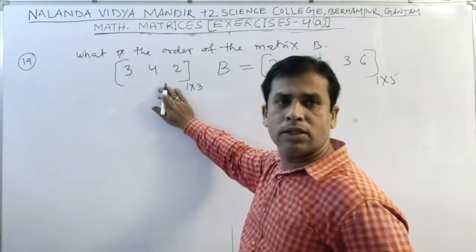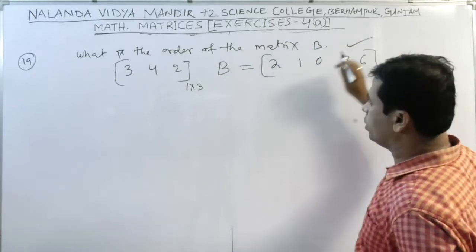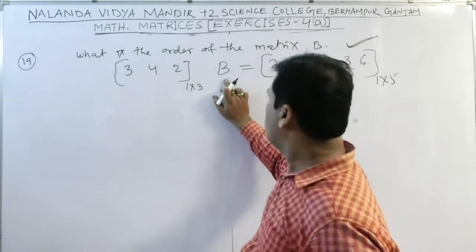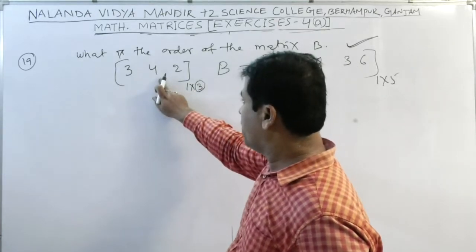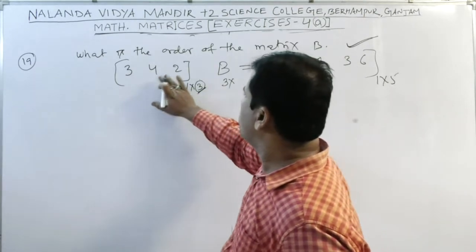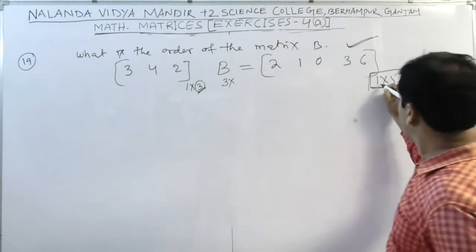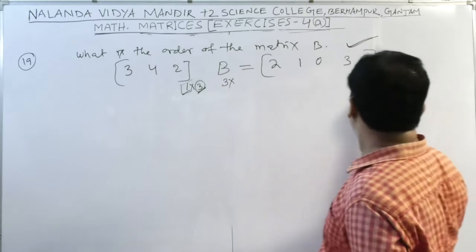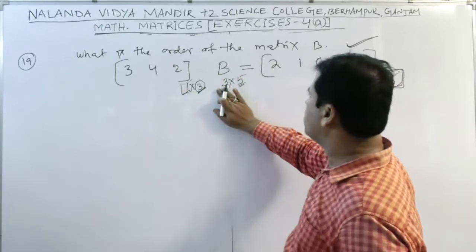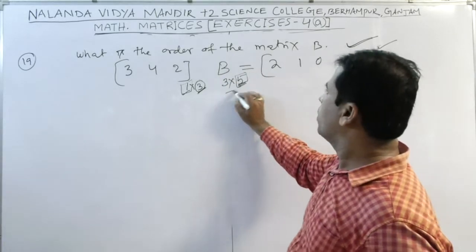Now, this matrix is multiplied by B, so they are conformable for product. Because if we multiply these two matrices, we get this matrix. Therefore, in the pre-factor there are 3 columns, so the number of rows in matrix B is 3. The rows come from the pre-factor and the columns come from the post-factor. Post-factor means B. Therefore, the number of columns of the B matrix is 5, because the number of columns of the resulting matrix is equal to the number of columns of B. Therefore, the order of B is 3 cross 5.